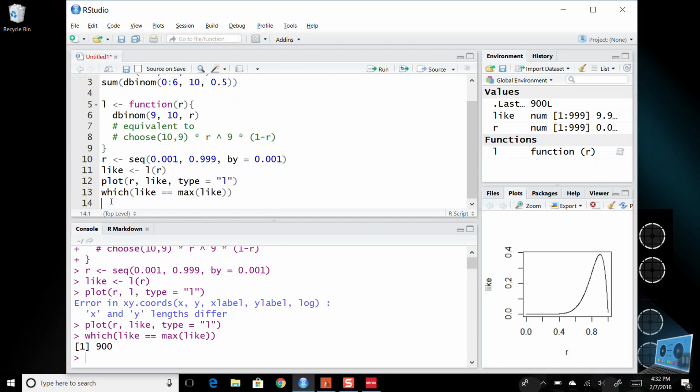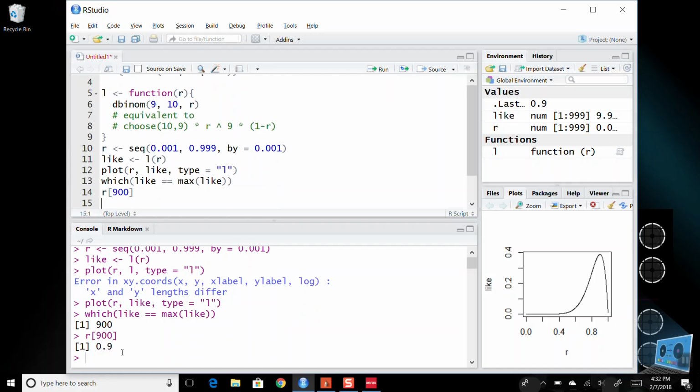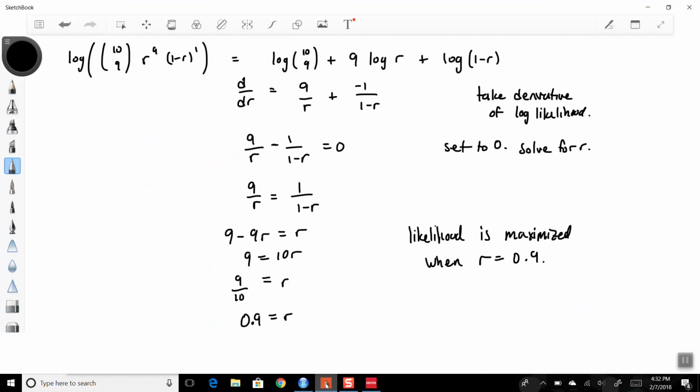And it says 900, okay? And then we can say, well, what value of R is 900? Oh, okay, and that is 0.9, okay? And so what we calculated in R also matches, and we see that it's maximized when R is 0.9. Okay, is that okay with everybody? All right, so this likelihood function goes from 0 to 1, and at 0.9, this is maximum likelihood.